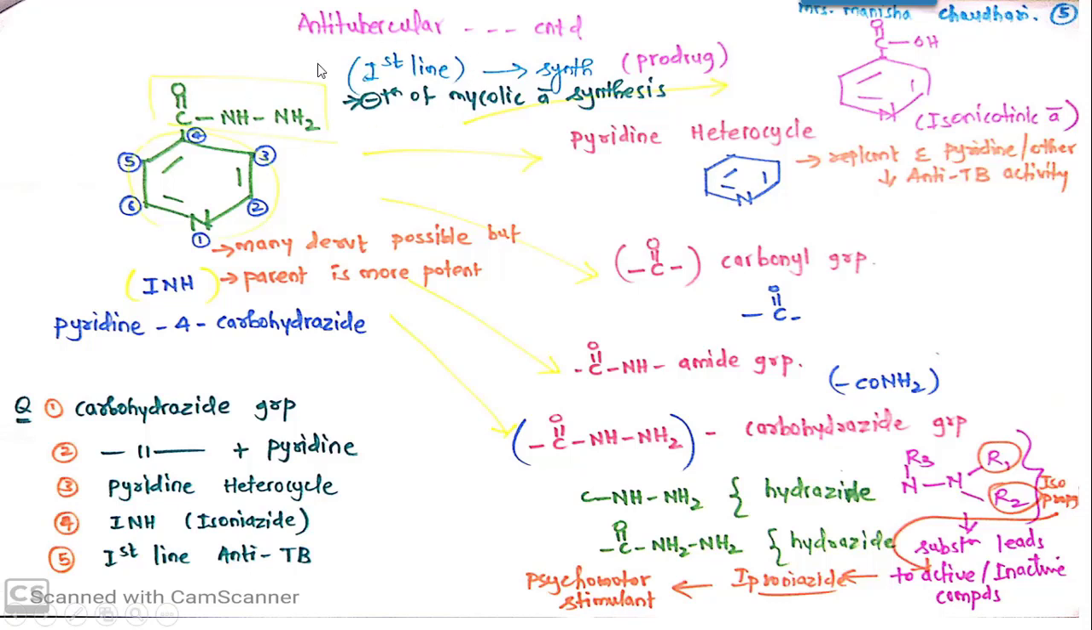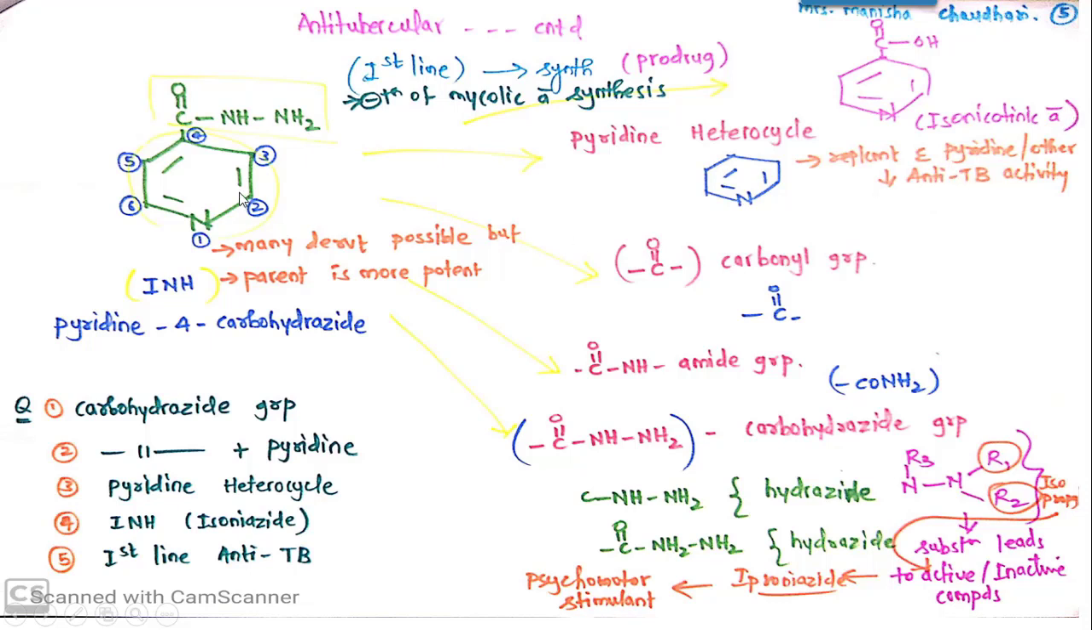which is used in the treatment of TB. Now INH, same as pyrazinamide, is a prodrug. Prodrug we have already discussed in our earlier video. A prodrug is an inactive form of drug which undergoes metabolism, and on metabolic reactions it gets converted to the active metabolite, that is, for INH, isonicotinic acid. So INH is a prodrug and the active metabolite of INH is isonicotinic acid.